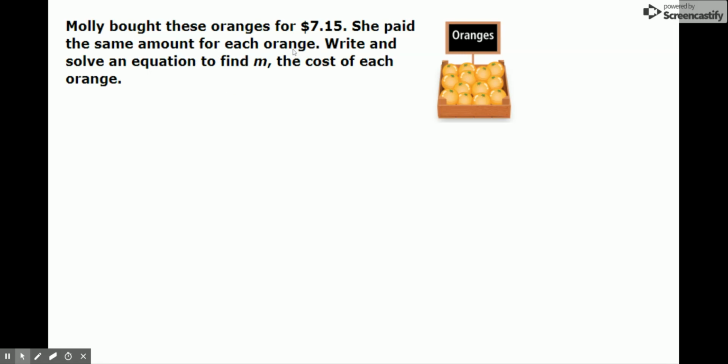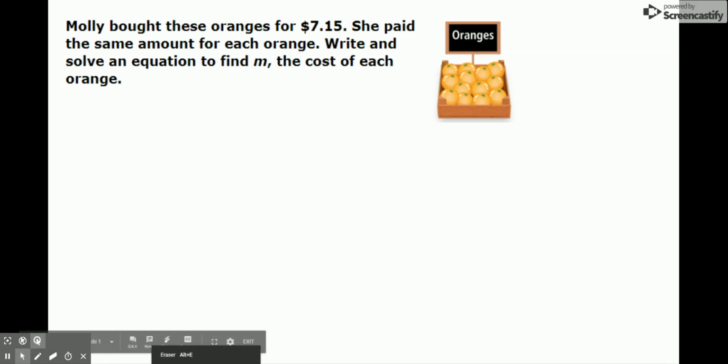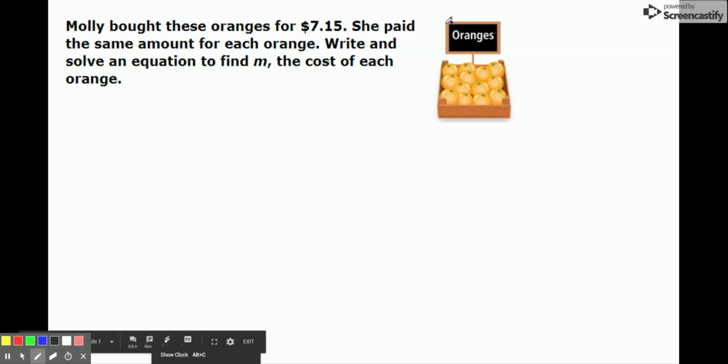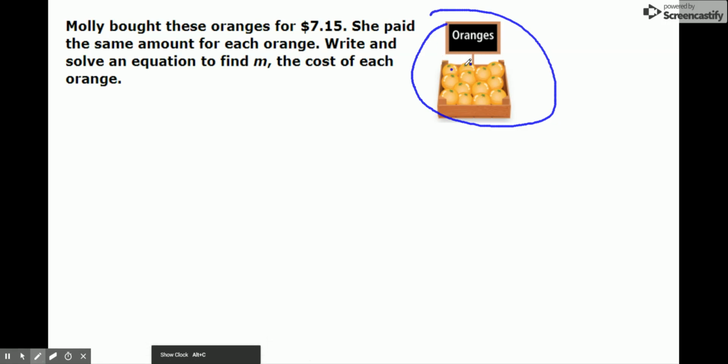So she paid the same amount, so m has to be the same. I'm picturing a tape diagram with 715 at the top and then each orange. The problem is it doesn't tell me how many oranges. It's a good thing we have this beautiful picture over here. This picture does. 1, 2, 3, 4, 5, 6, 7, 8, 9, 10, 11, 12, 13. So we have 13. She bought 13 oranges for $7.15.